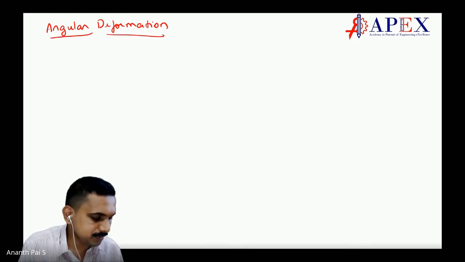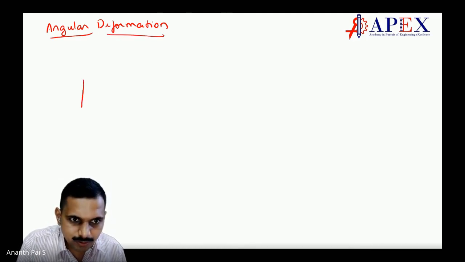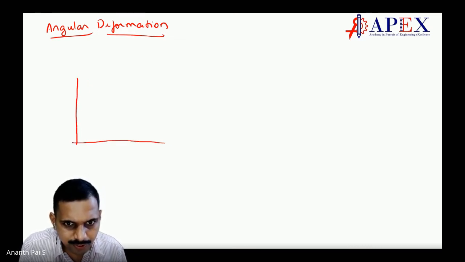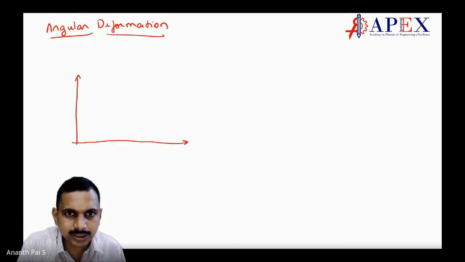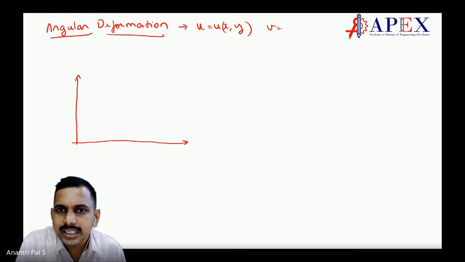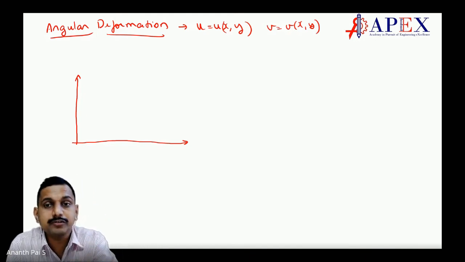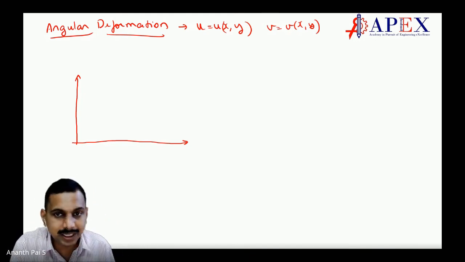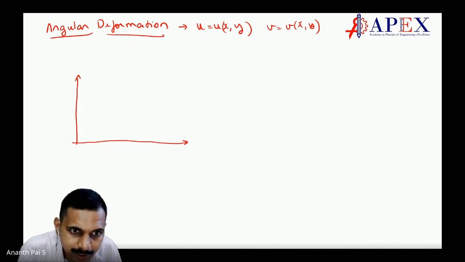Angular deformation. If you consider angular deformation, what will happen here is that velocity is not just a function of x, not just linear. Here u is a function of x as well as y, and v is a function of x as well as y. That is the main thing. In linear deformation, u was a function of x and v was a function of y, but here it is both.